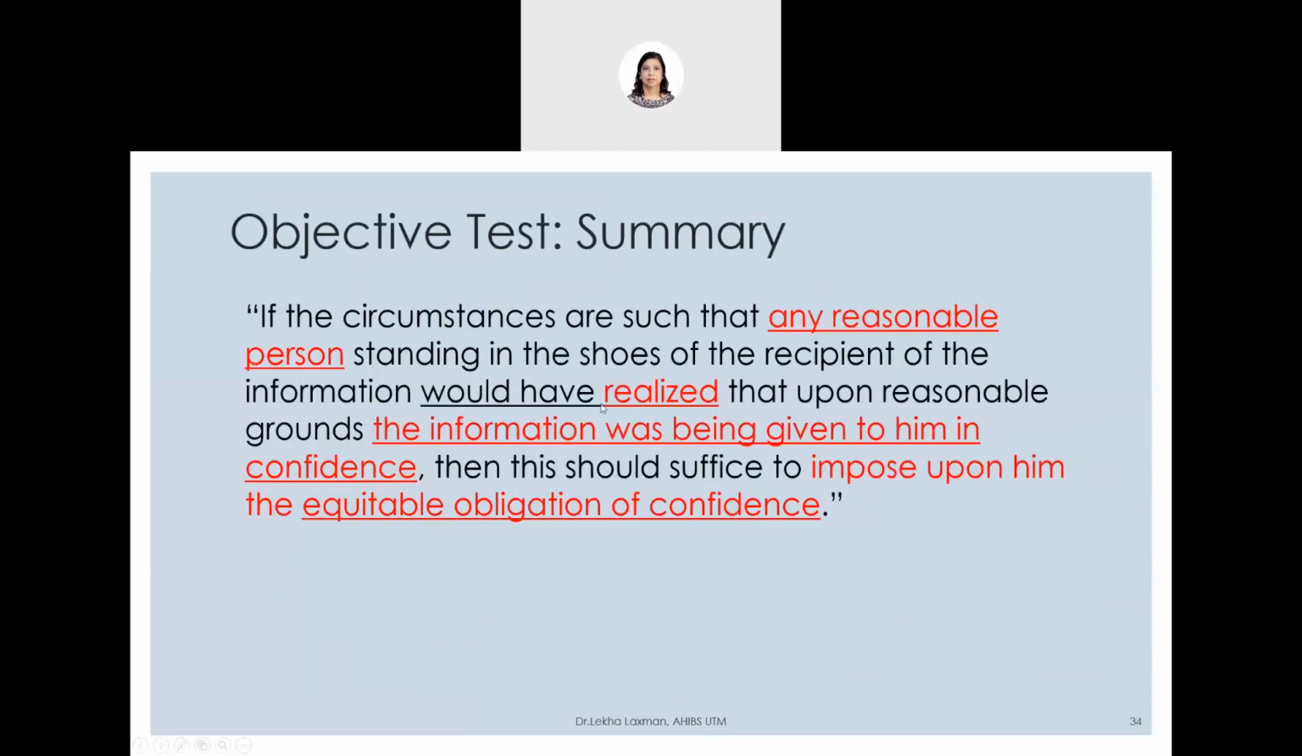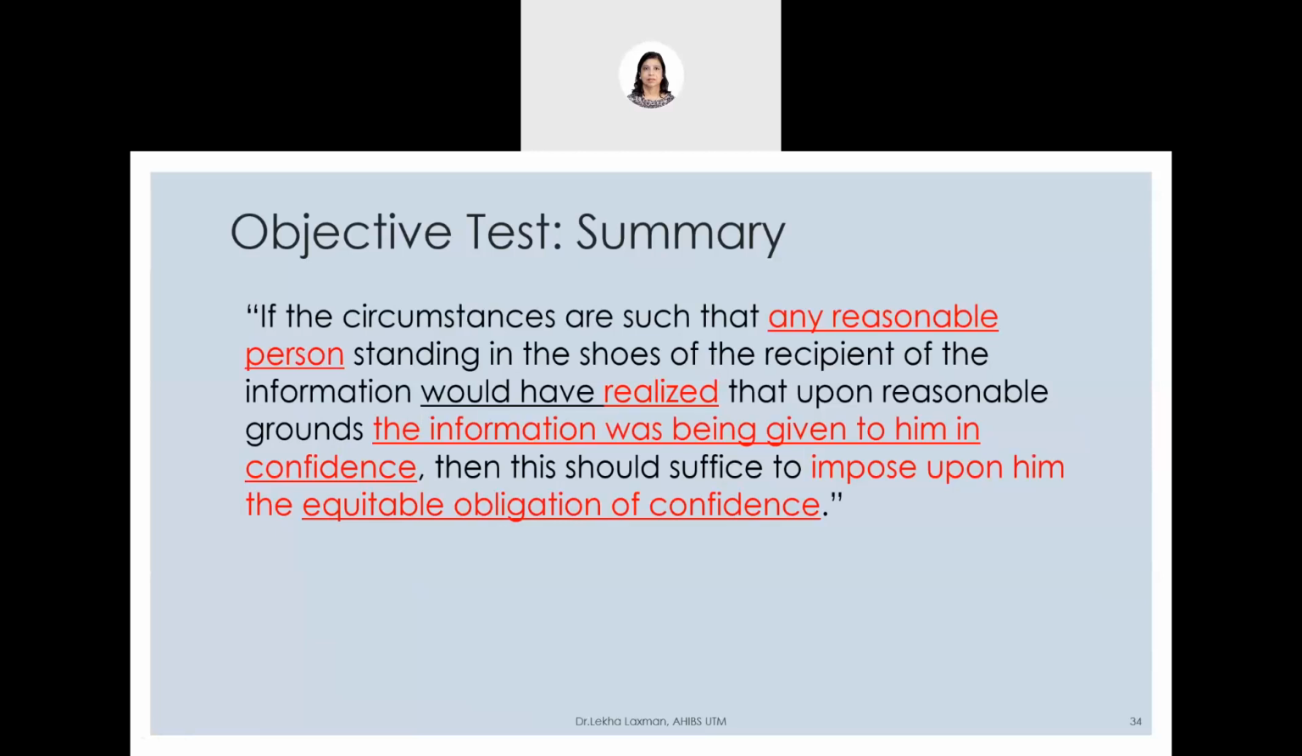Now, what's the objective test? Remember, in law, there are two types of tests the court will use. One is the objective test, and the other is the subjective test. Now, what's a subjective test? Let me start by explaining. If I ask you how you feel, that's subjective. However, if I use an objective test, I will ask, what would a reasonable person feel in that situation? That's an objective test. But a subjective test is asking you how you feel in that situation.